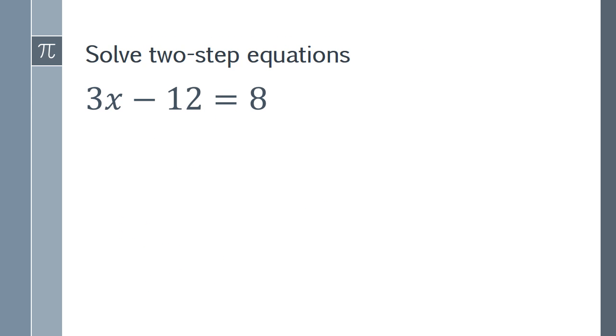Now let's solve two-step equations. And in this case, we're going to have to use two steps to be able to have x by itself in the equation. That's why it's called two-step equations. So in this example, we have 3x minus 12 equals 8. To be able to have x by itself, I have to get rid of negative 12 first. We know that the inverse operation for the subtraction is addition.